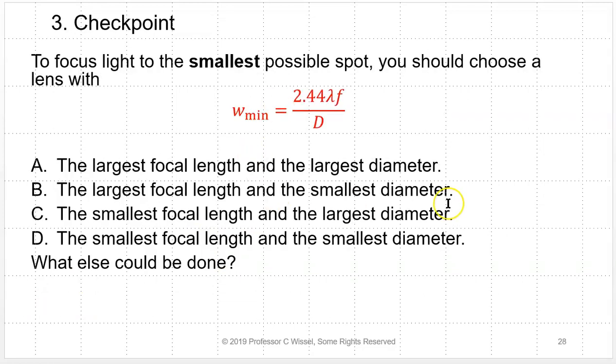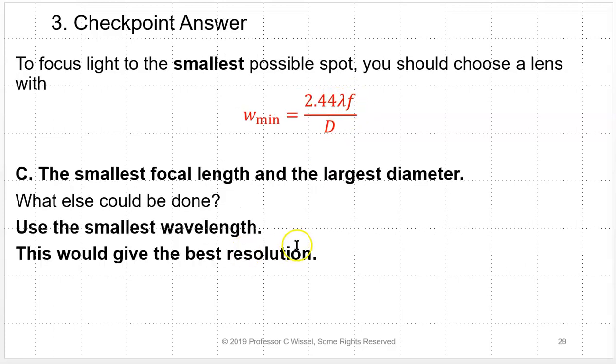To focus light with the smallest possible spot, if you look at this equation, you want to have the largest diameter, because you want this as small as possible. You want to have the largest diameter, the smallest wavelength, and a short focal length for your lens. So if you've got a choice of wavelengths, use blue light instead of red. Use the shortest focal length you can use, and get the biggest telescope you can afford.